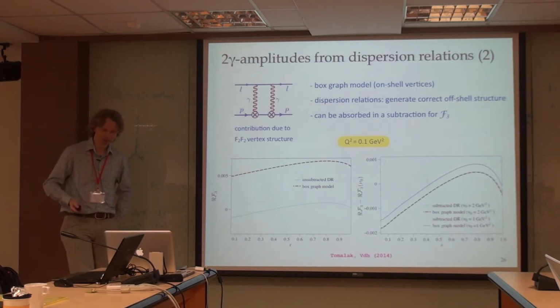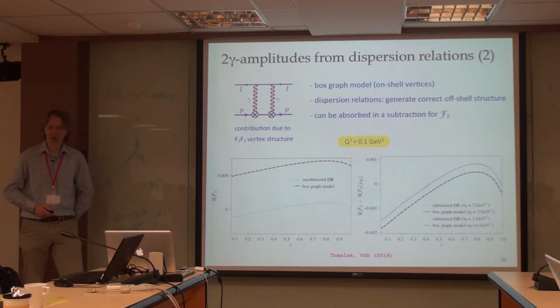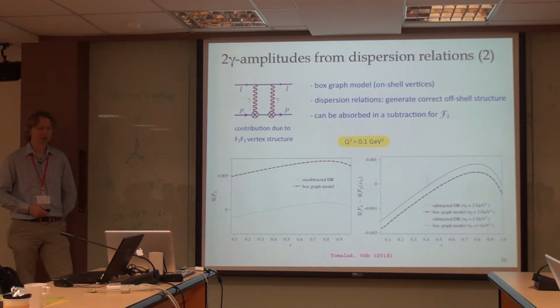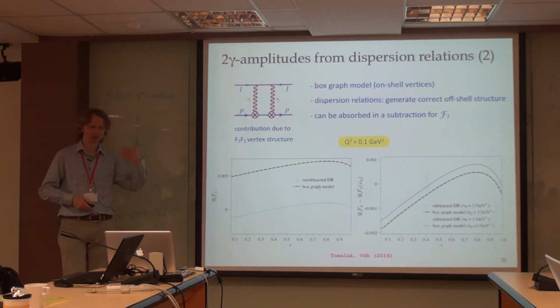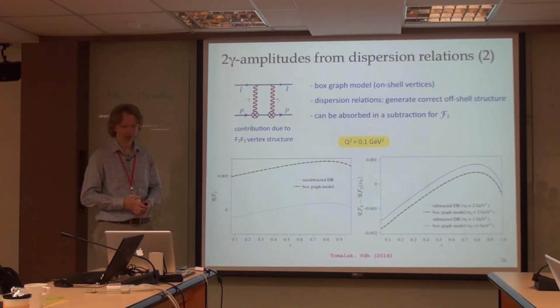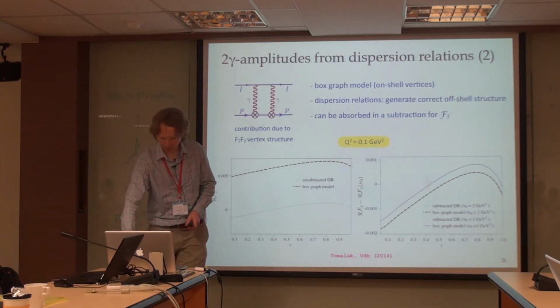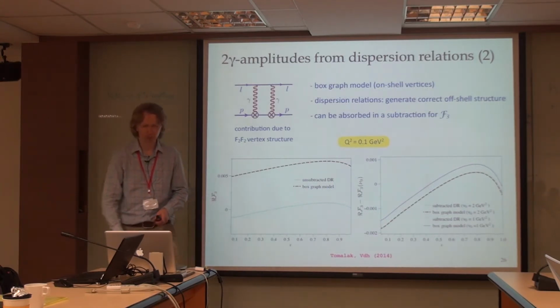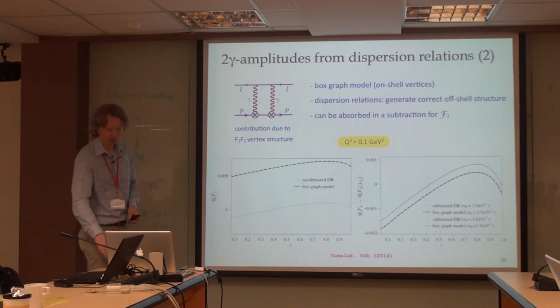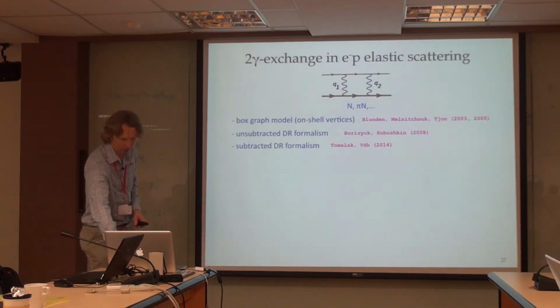So what does it mean? It means there's only one correct calculation, and the one correct calculation is the dispersion calculation, is this one. If you prefer to do a box diagram calculation, you should do one subtraction to be in agreement with this dispersion calculation, and then the subtraction constant you should fit from experiment. So this is just a proof of principle here that you get the correct off-shell behavior of these two photons.